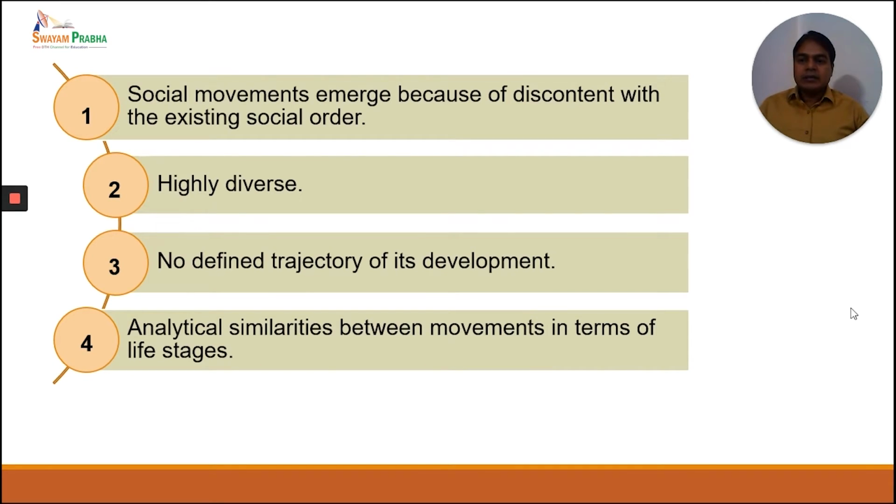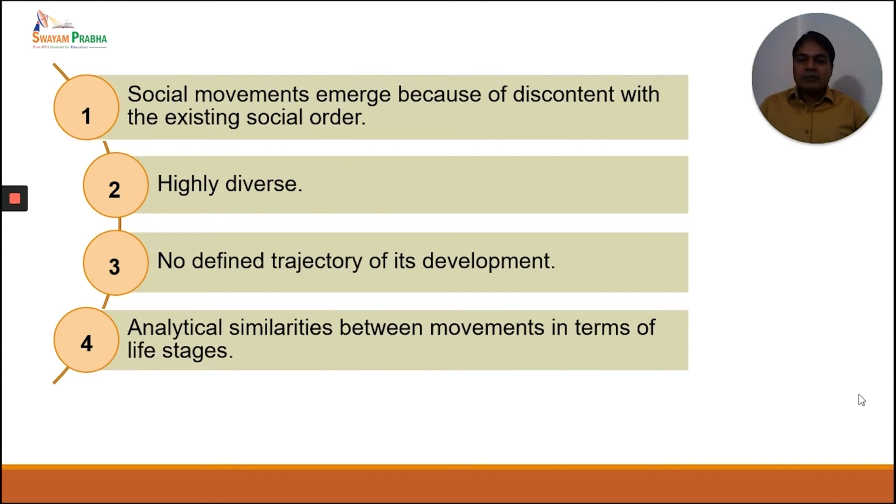As we know, any social movement emerges because of certain social disorder, or some prevailing discontent in the existing social order, or because the society is facing some kind of problem. Social movements are highly diverse. Some movements may be micro in their orientation, some may be macro oriented, some may be of shorter duration, whereas some may last for a longer period, as long as a decade or even more than that.